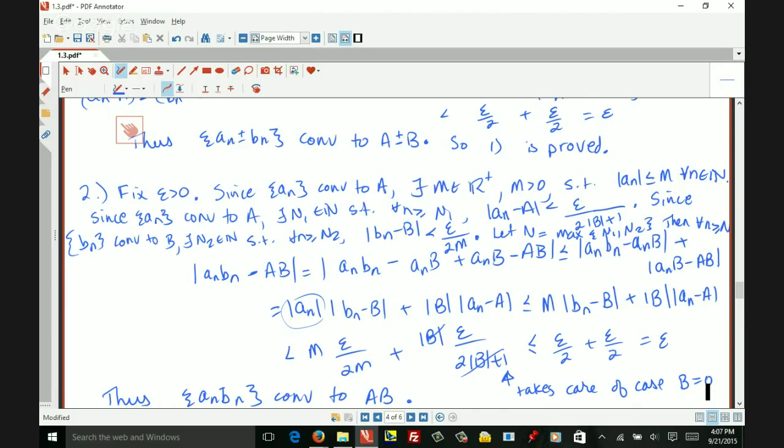Why did you choose epsilon over 2 absolute value B? I understand why you added 1 to that, but why are you choosing epsilon over 2 absolute value B? Because I have this absolute value of B right here times the An sequence. And I just want to divide that one to cancel it. So if I divide it, then it cancels. B over 2B plus 1 is less than 1/2.